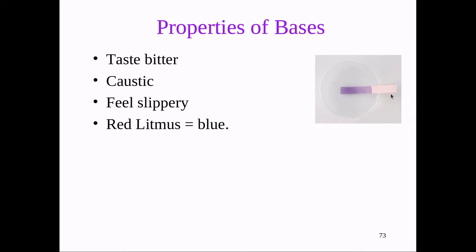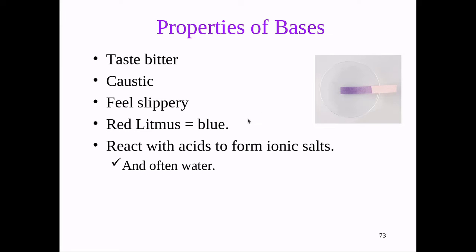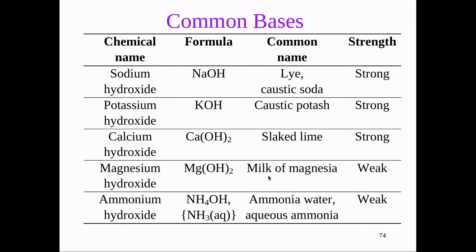They turn the red type of litmus paper blue. So that's one of our classic chemical tests for that. And just like acids, bases react with acids to form ionic salts. Here are some common base names. These are all various different metal hydroxides. We're going to limit ourselves to talking about metal hydroxides when we talk about bases.